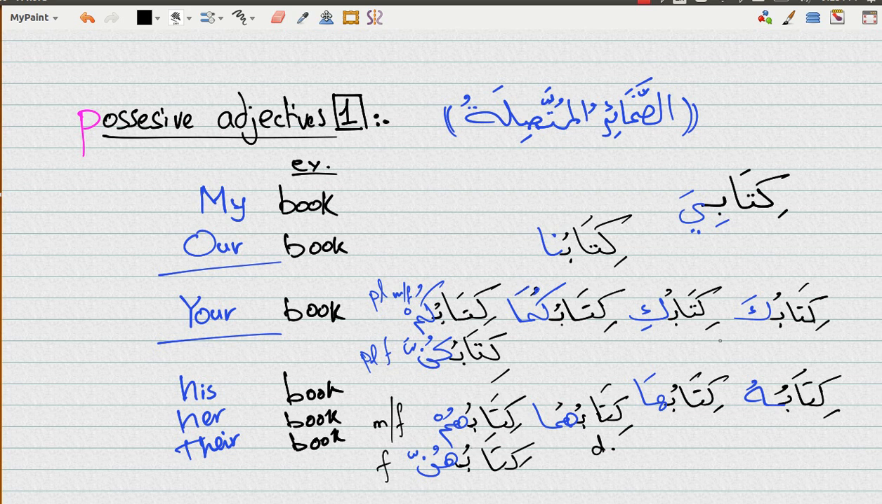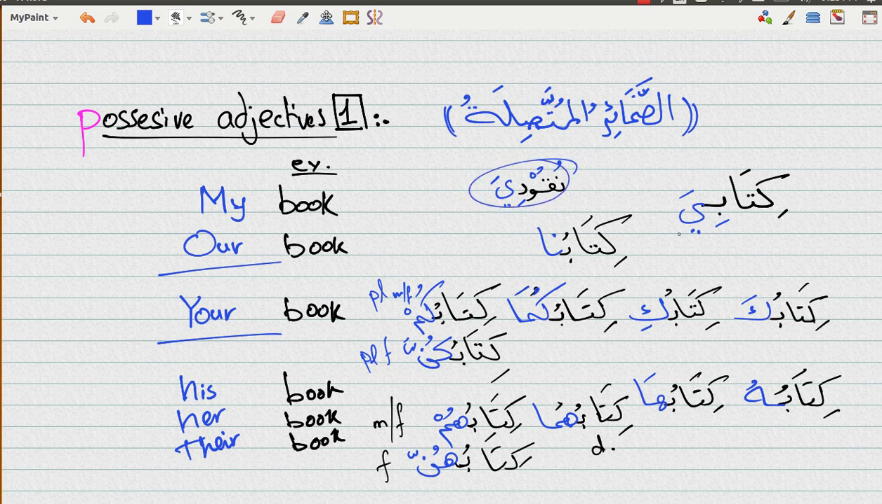So, last thing, quick review. My book, or anything that belongs to me, I'll add ye to it. So let's say I want to say my money. My money, you just first need the word for money in Arabic. So one word for money is nuqud, and that will be nuqudi. Nuqudi, or نقودي, my money.